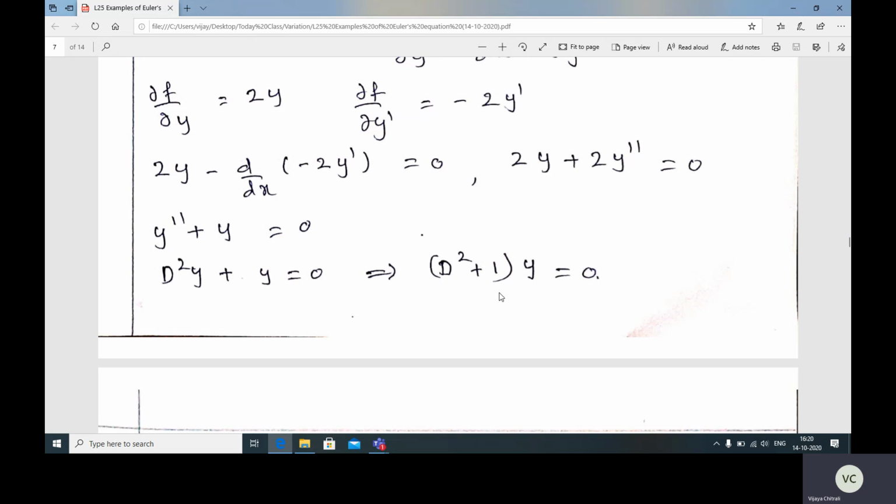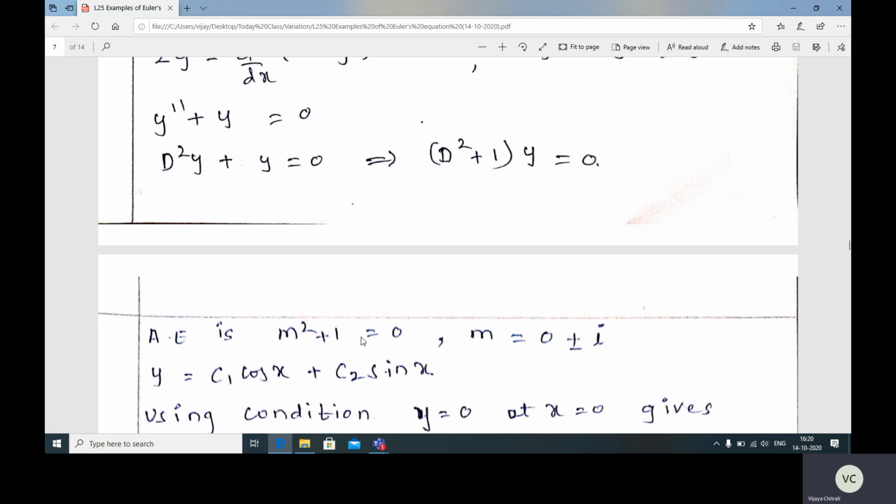Now here the RHS is 0, which means this is a homogeneous second order ordinary differential equation. The complementary function is the general solution. To write the complementary function we need roots, so find the roots of this equation. For that, the auxiliary equation: in place of d square, take m square. So the auxiliary equation is m square plus 1 is equal to 0.